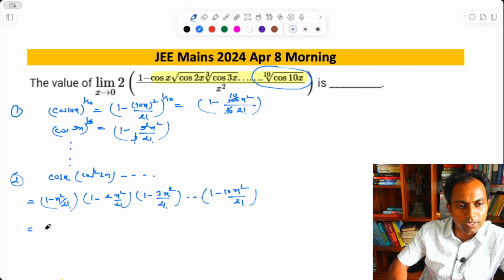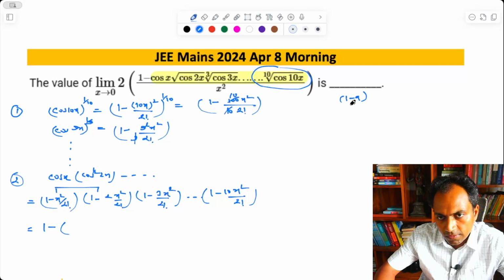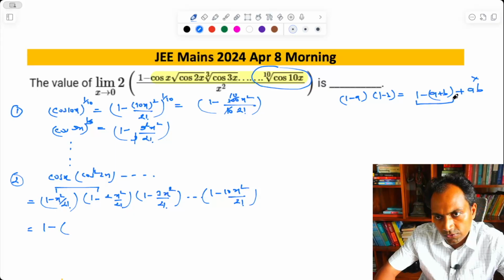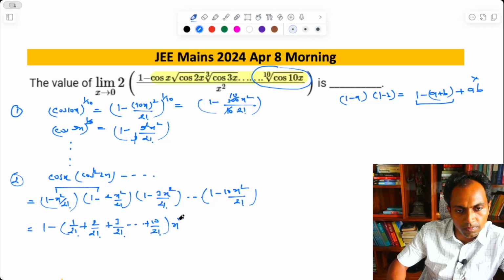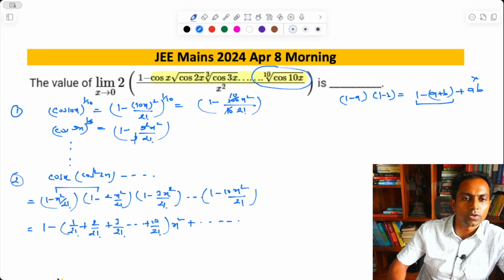If you multiply this, you will get multiple terms, but more importantly, only till x square. When you multiply these two, you will understand what will happen. If I am multiplying 1 minus a into 1 minus b, what is happening? I will get 1 minus a plus b plus ab. So see, this term we don't want. We just want the first two terms. You can see that what remains is 1 by 2 factorial plus 2 by 2 factorial plus 3 by 2 factorial. Like this it will go till 10. And after this, higher powers will come that we don't require.